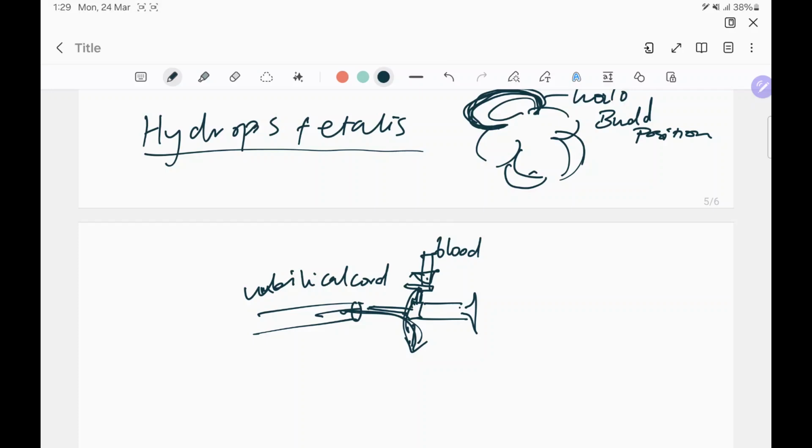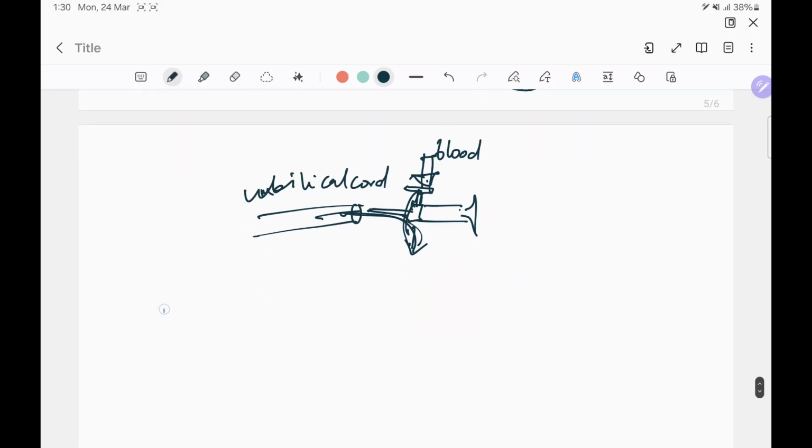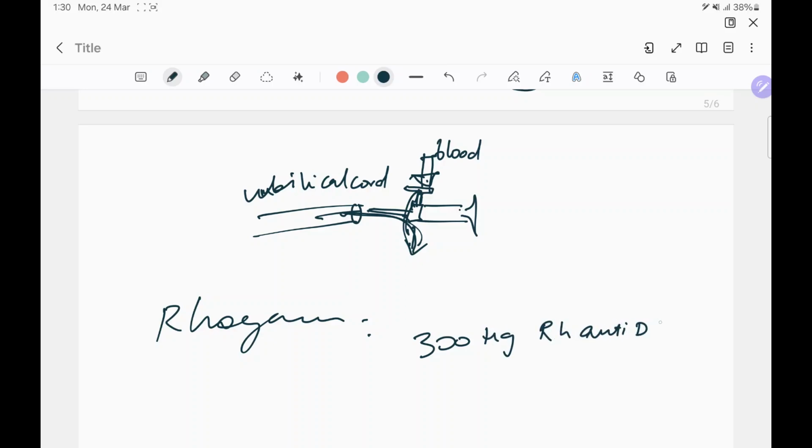How can you prevent this condition? One way is we give something called RhoGAM. It's antibodies against your Rh, your anti-D immunoglobulin. Its dose is 300 micrograms of Rh anti-D immunoglobulin that you give.